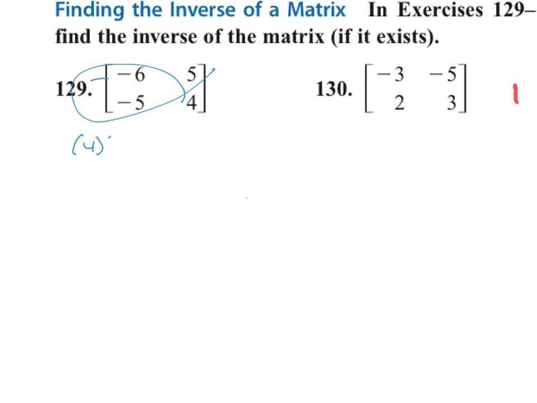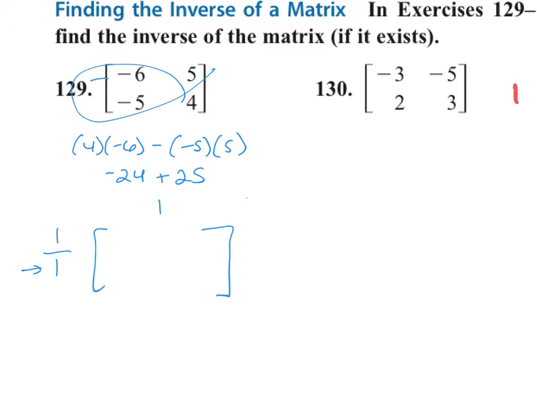So I would do 4 times a negative 6 minus negative 5 times 5. And you get negative 24 minus a negative 25, which becomes plus 25. And my inverse would just be 1. So I put 1 over 1. This would be wherever that number went. This time it just happens to be 1. And then I multiply it times the negative 6 and the 4 switch locations. So 4 comes to the top left, negative 6 goes to the bottom right.